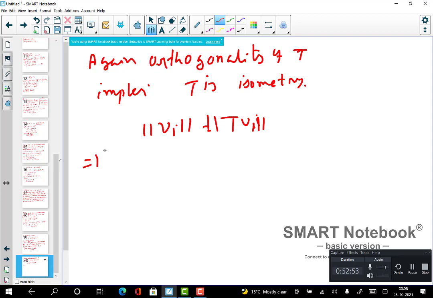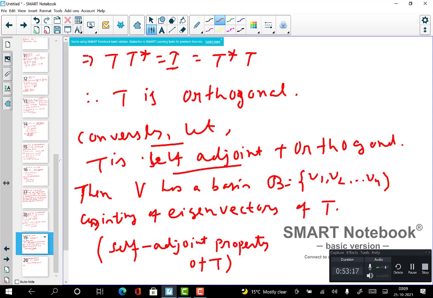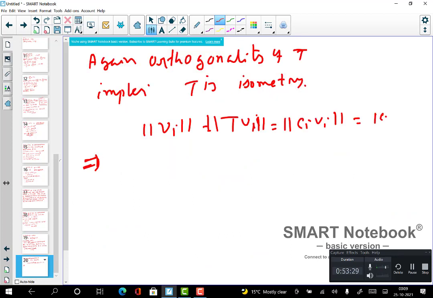But then you can write T of Vi equal to Ci Vi, where the Ci are the eigenvalues of T. So the norm of T Vi is the norm of Ci Vi, which is mod of Ci times norm of Vi. So what does that mean? This implies that mod of Ci equals 1. Okay, this is the proof.